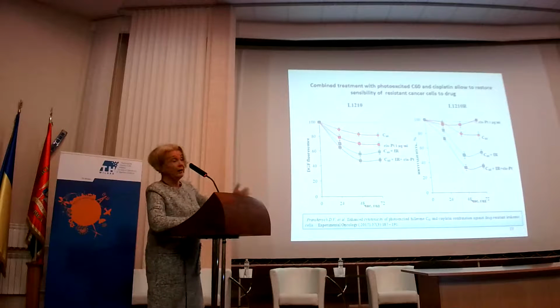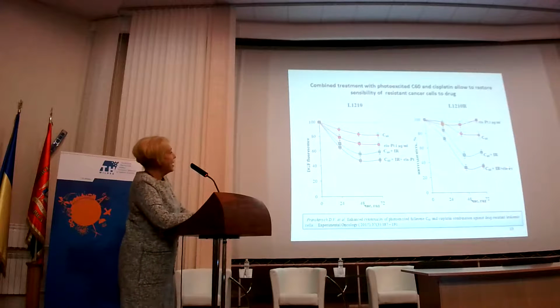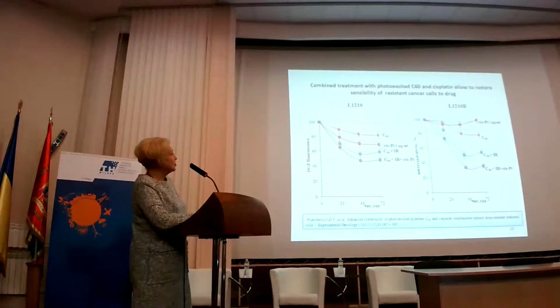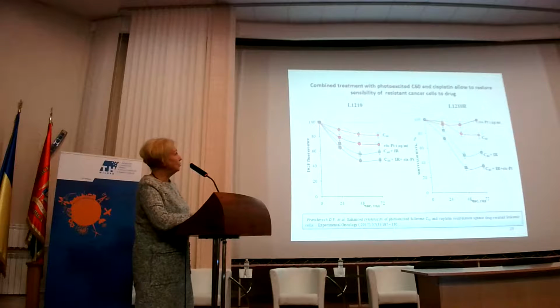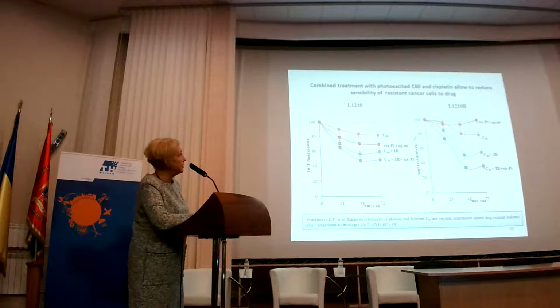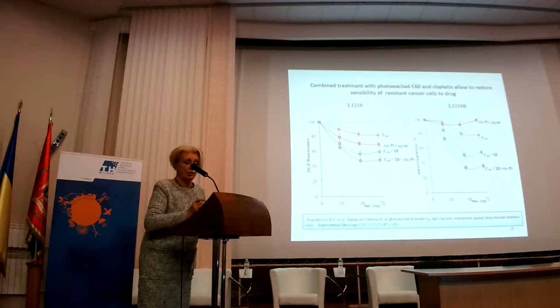You can combine it with other means and you can repeat it. And combined C60 radiation and this blood allow us to restore the sensibility of resistant cells to the drug. And what is important, to restore the sensibility to the drug at a rather low concentration.